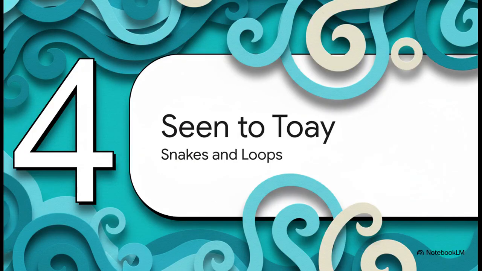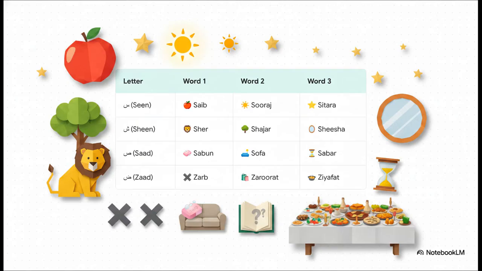Next up, the journey from Seen to Toe, slithering snakes and loops. And this brilliantly illustrates how linking shapes to stories just locks these concepts into your brain.